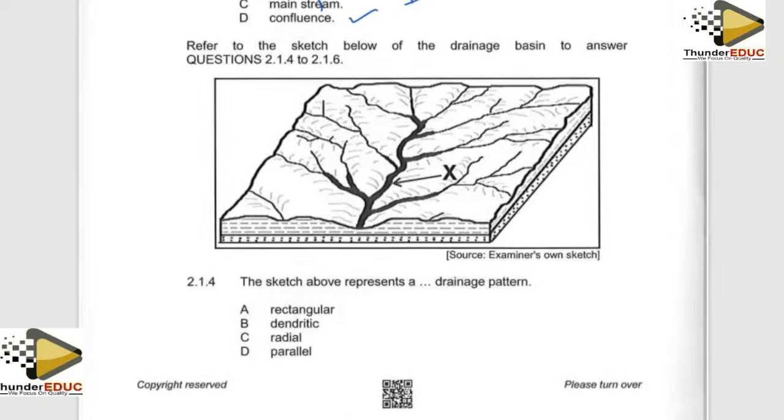Next question. Refer to the sketch below and answer the questions. First question is, which kind of drainage pattern is represented here? You can see that it looks like a branch of a tree, which forms a dendritic. So that becomes B.